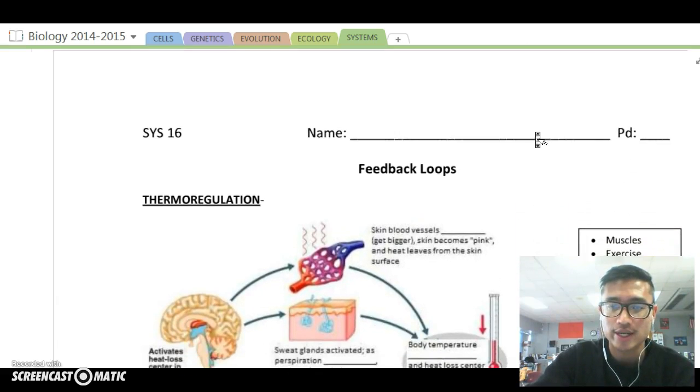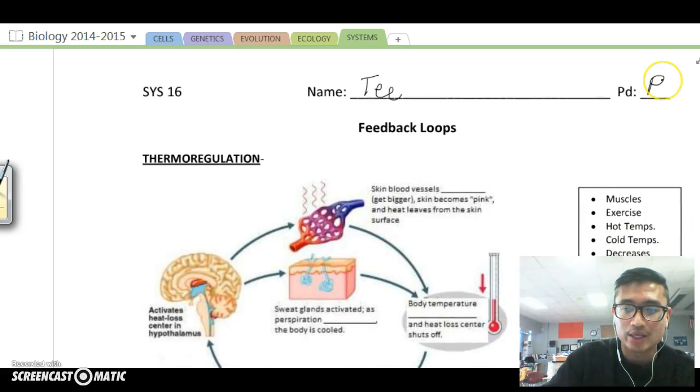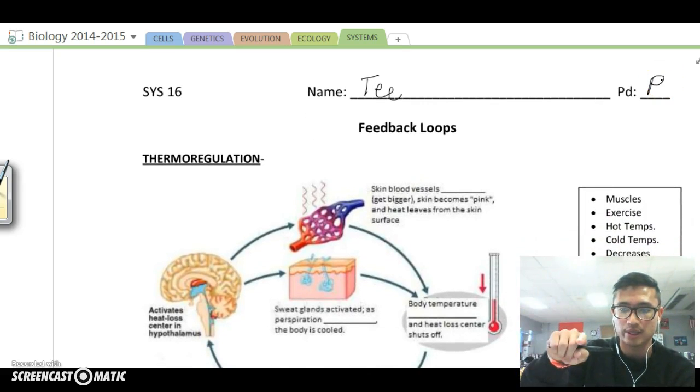Okay, so let's go ahead and get System 16 out. Let's go ahead and write our names on there just to make sure that when you turn it in, I have something to attach a name to, all right? And today is a P day for all classes, so whether you're 1P, 3P, or 4P, go ahead and write that down. So again, feedback loops, okay?